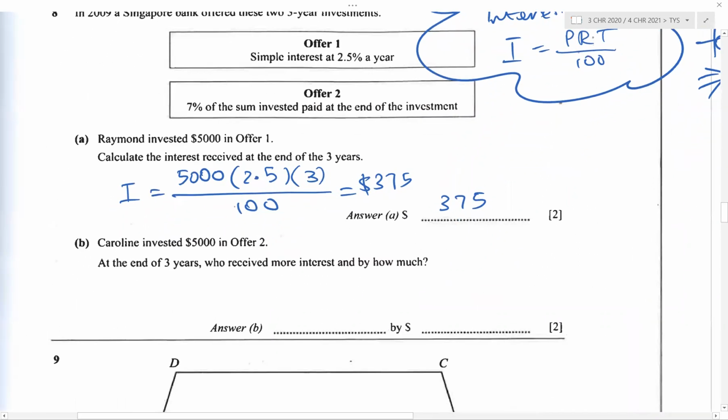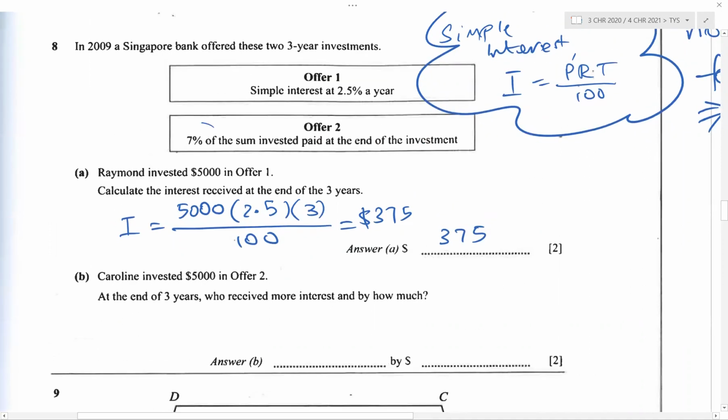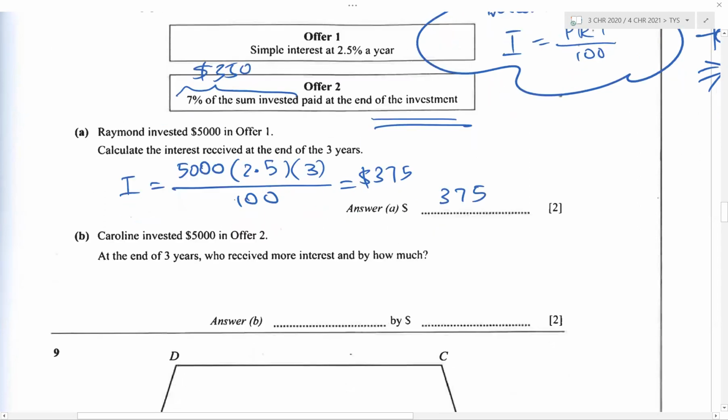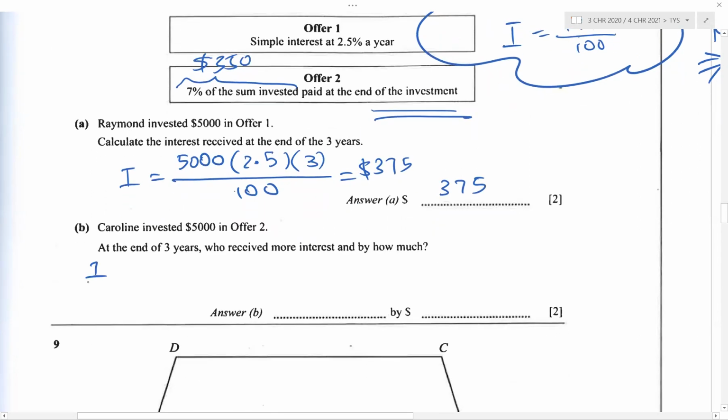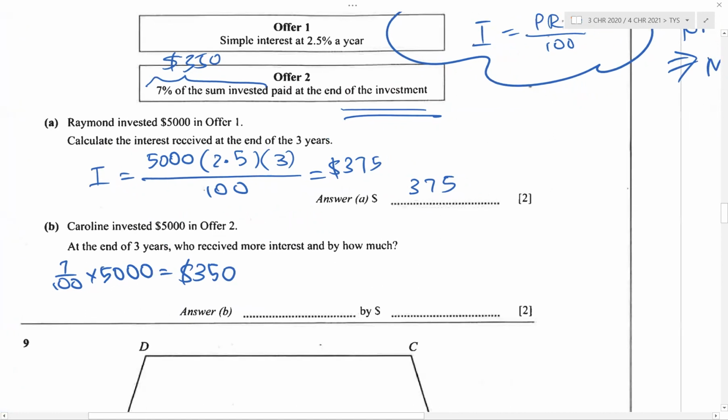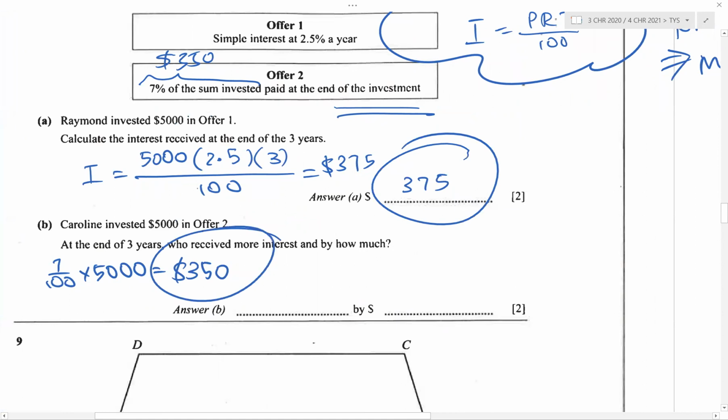Okay, now Caroline invests the same 5,000, but in offer number 2. Offer 2 says you get 7% of the sum invested. The sum invested is 5,000. 7% of 5,000 is $350, to be paid at the end of the investment. How the working over here will be 7 over 100 times 5,000. So 350. This is the interest earned in the second scenario. So which scenario is better? Do you want 375 or do you want 350? So the offer, who received more interest?